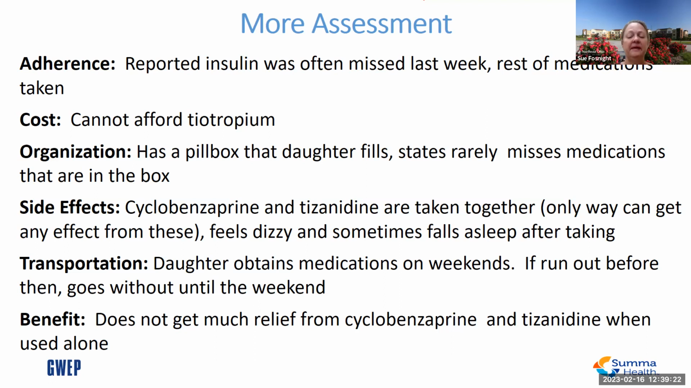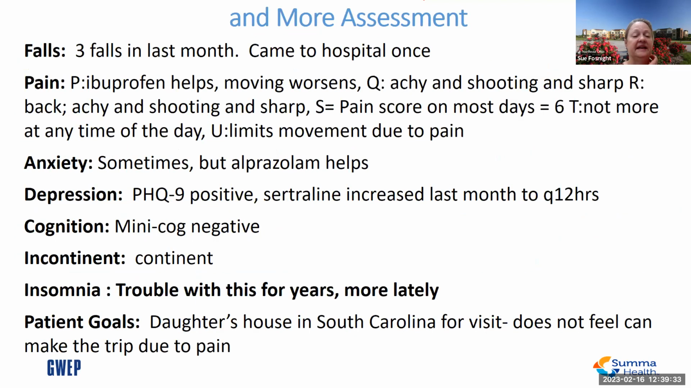The daughter obtains her medications on the weekends. If she runs out of something, she just waits until the weekend. She doesn't get much relief from this. For benefit, she doesn't get much relief from the cyclobenzaprine and the tizanidine. She's had 3 falls in the last month. She came to the hospital once.